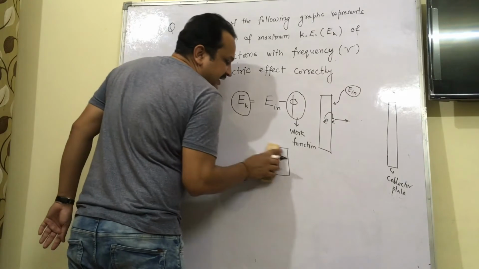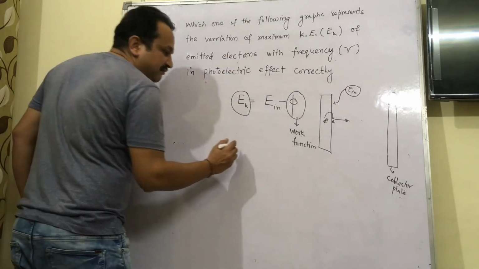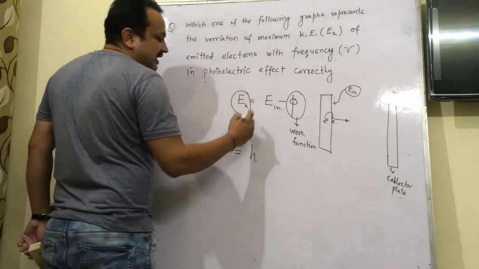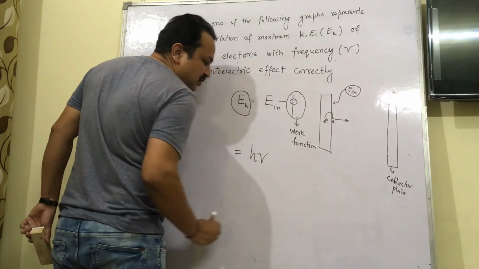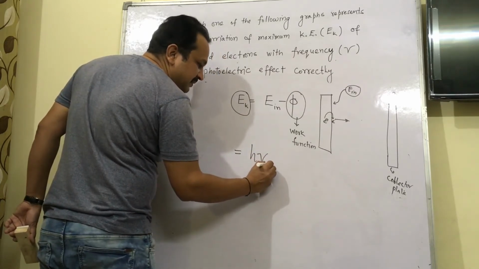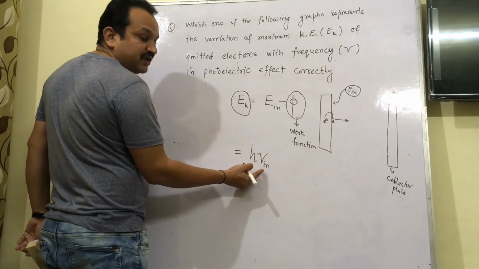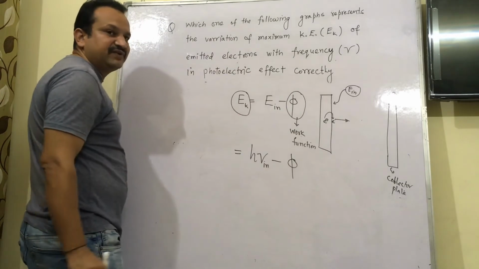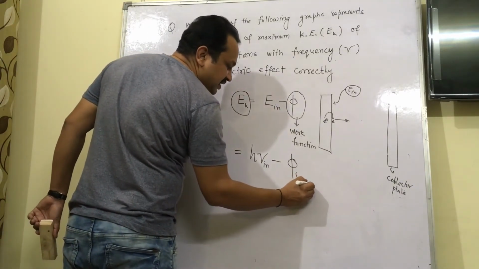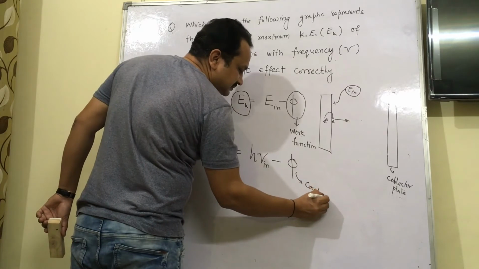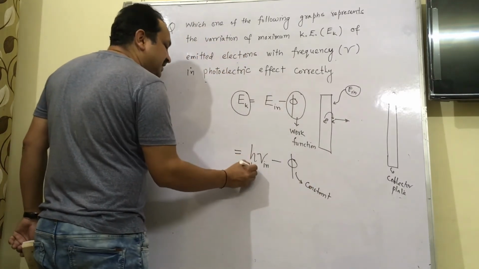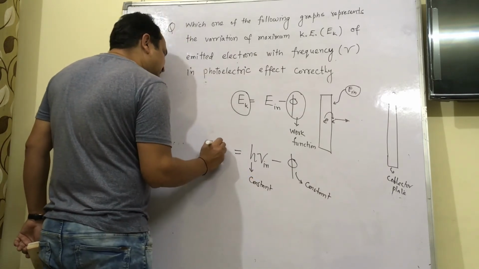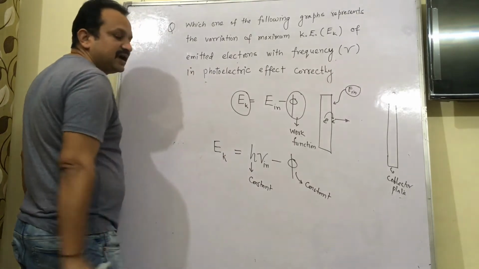So I can write this in the form of frequency. We know the energy is h into nu. Nu is the incident photon frequency, and this is the work function. And the work function of a metal is fixed. This is a constant quantity. And we know h is also a constant. And this is the maximum kinetic energy.